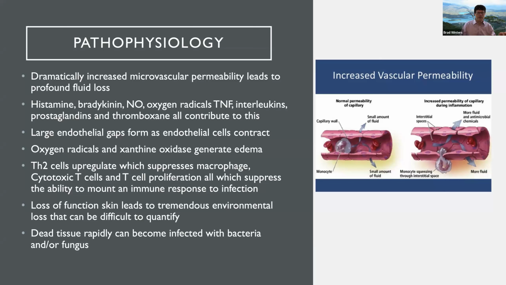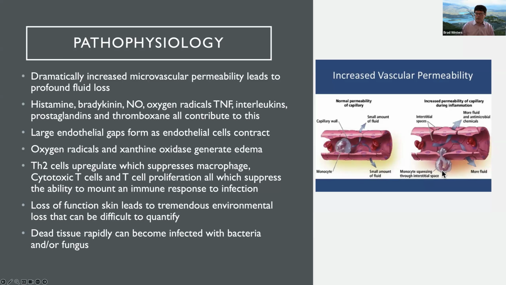Okay, there's huge release of histamine, bradykinins, nitric oxide, a whole bunch of oxygen radicals, tumor necrosis factor, interleukins, prostaglandins, and thromboxane. Basically, your entire inflammatory cascade is activated. And basically, large endothelial gaps occur. The endothelial cells contract, as you can see in this picture, creating huge spaces.